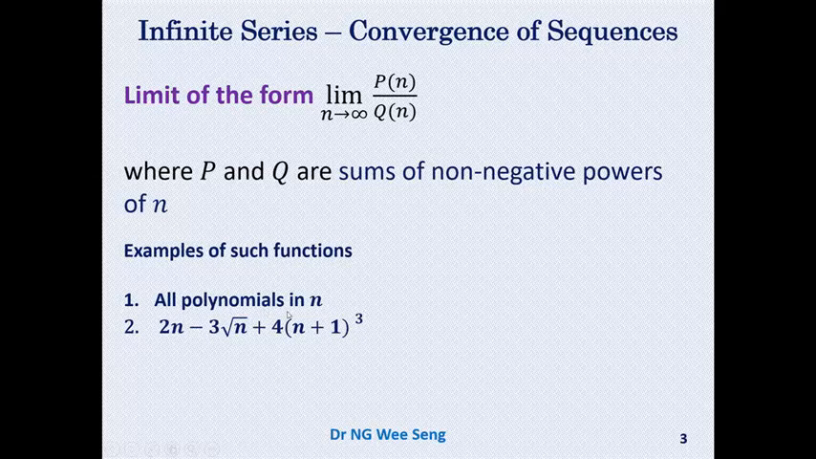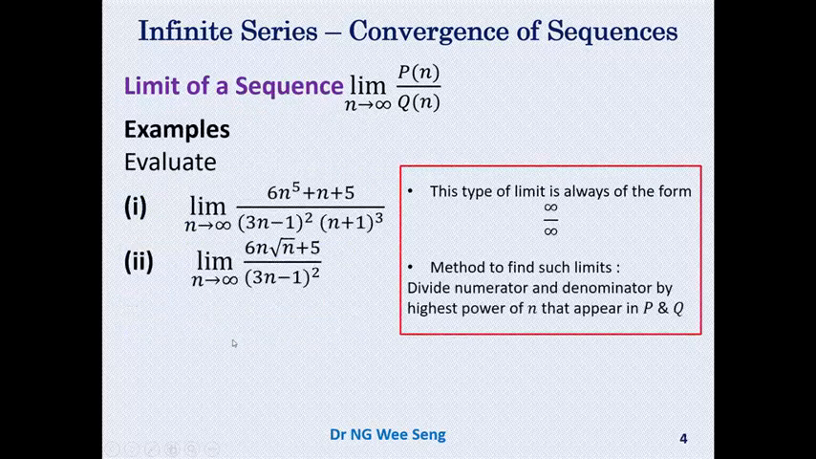Obviously, all polynomials in n are made up of powers of n, and the powers are either 0 or any positive integer. But the powers can be any positive real number. So in the second example, we have, for example, square root of n, which is n power half, a positive real number. And our job is to find the limit of the ratio of two such functions.